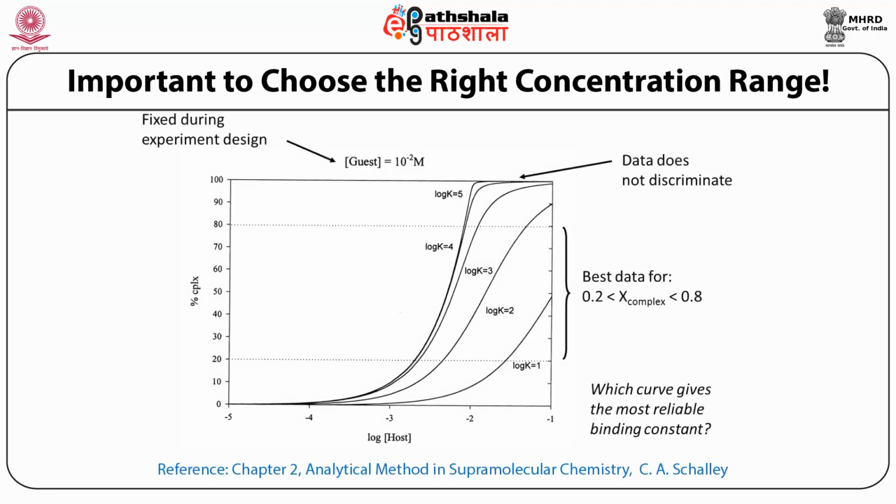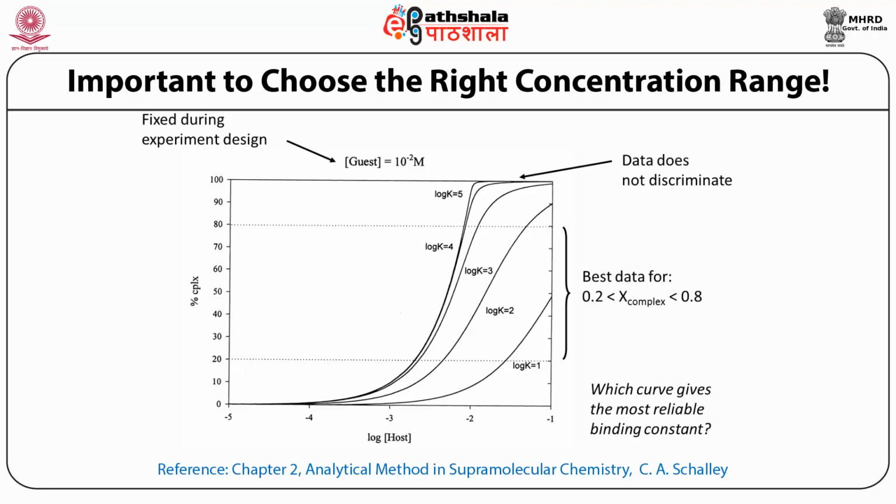So now we have learned binding constant determination from different techniques. However, it is very important that we use the right concentration regime for different experiments. This particular curve shows that if you look at log K equals 1, that curve has only given around 50% of complexation. But if you look at log K equals 3 and log K equals 2, that gives more or less 90 to 100% of the complexation.